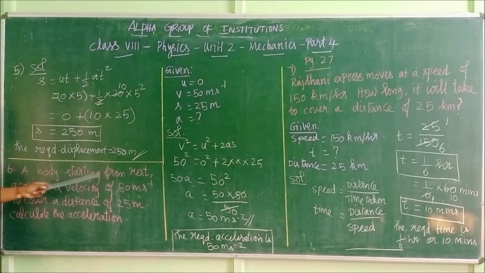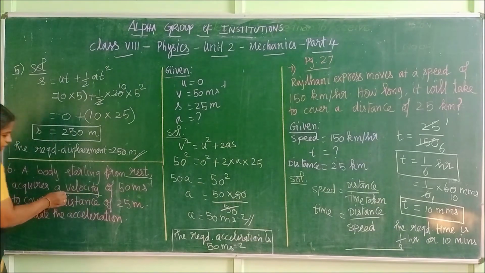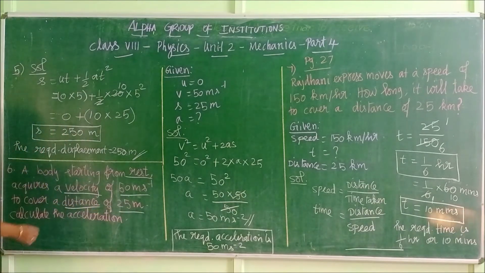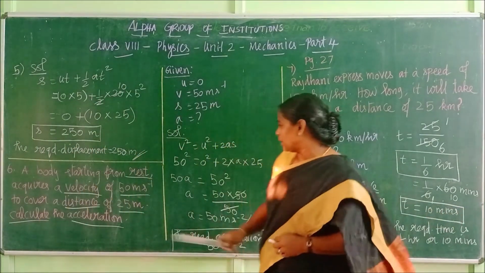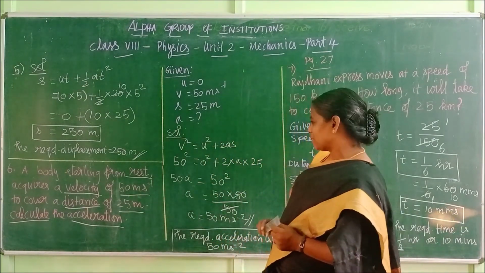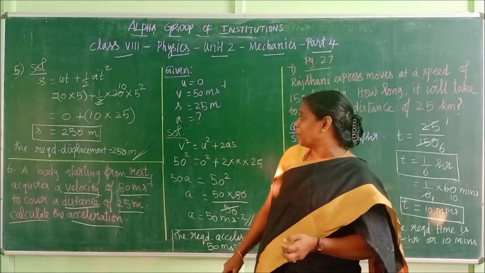A body starting from rest requires a velocity of 50 meter per second to cover a distance of 25 meter. Calculate the acceleration. So underline the terms: starting from rest, requires a velocity 50 meter per second, distance 25 meter, calculate acceleration. Right, come on. Starting from rest. Rest means u is 0. Final velocity is 50 meter per second. S is 25 meter because it is distance. You can write d is equal to 25.